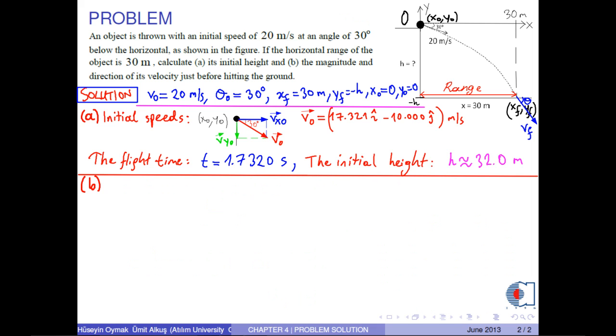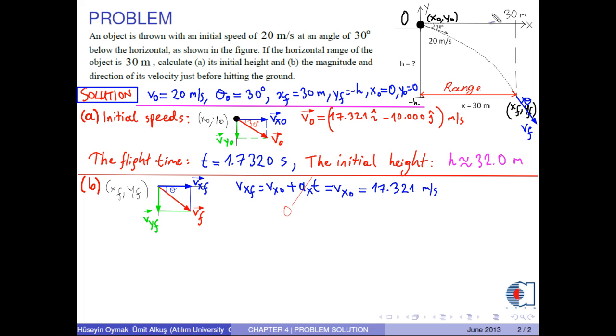In part B, we find the x and y components of the final velocity. X component of the final velocity is found by this formula. Since the acceleration in the x direction is 0, then we have vxf equals vx0. That is 17.321 meters per second.